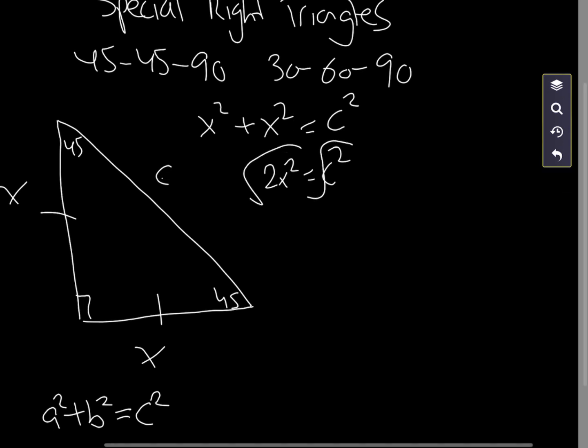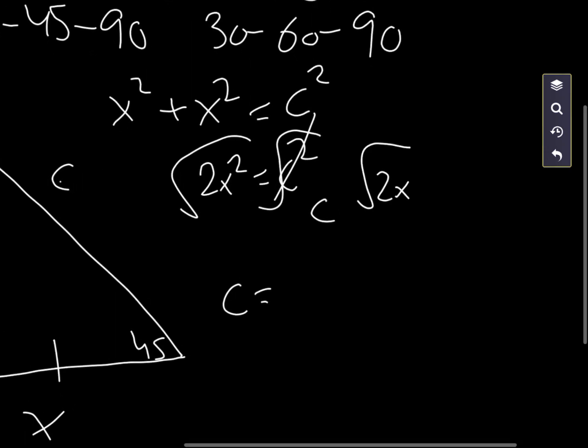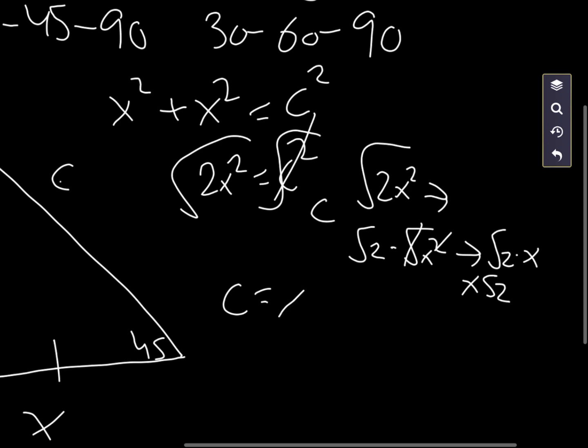Take the square root of both sides. This cancels out to be c. And you're going to get c equals radical 2x squared, which simplifies to radical 2 times radical x squared. And radical x squared is just going to be x. So it's just going to be radical 2 times x, or x radical 2. So c equals x radical 2.